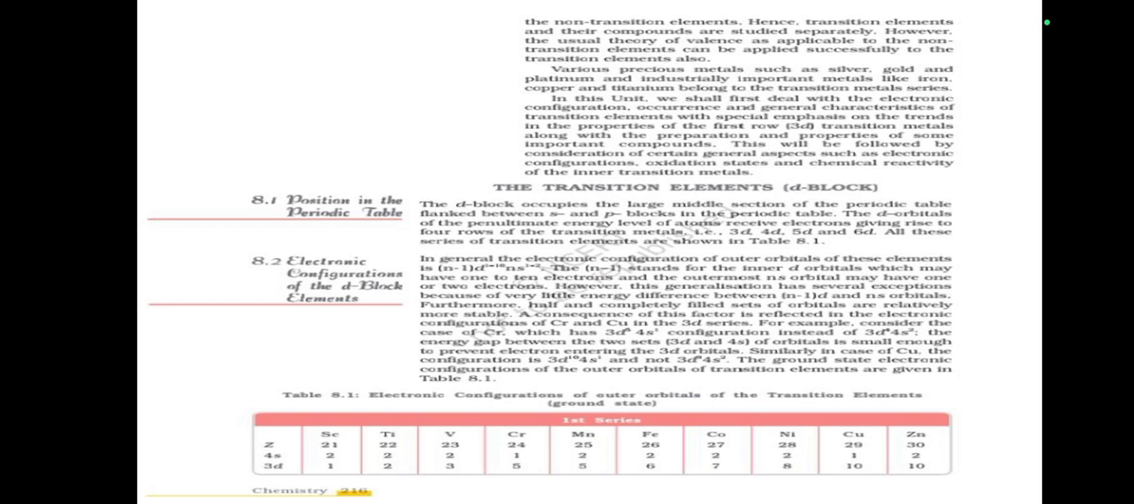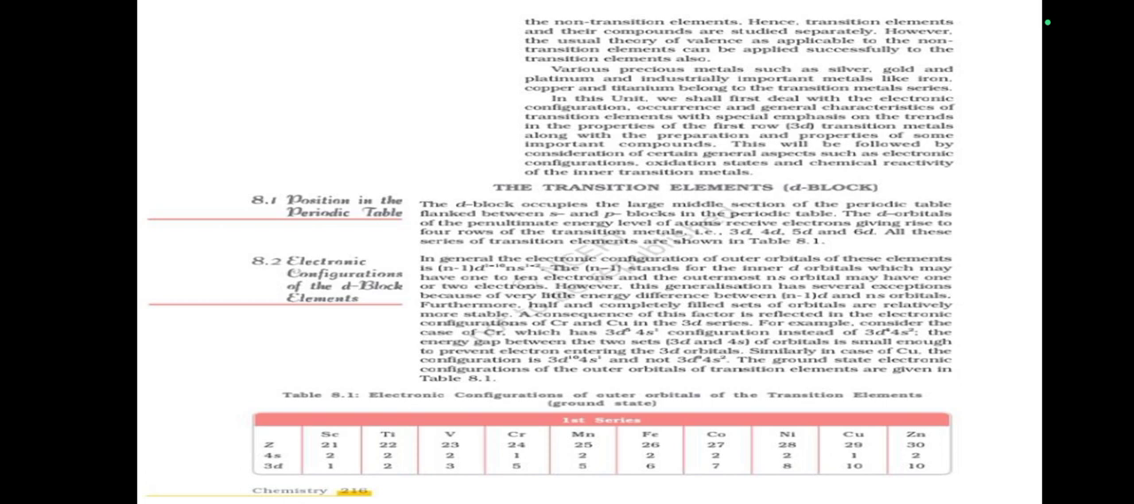The transition elements, d block. The d block occupies the large middle section of the periodic table, flanked between s and p block. In the periodic table, the d orbitals of the penultimate energy level of atoms receive electrons, giving rise to four rows of the transition metals, that is 3d, 4d, 5d, and 6d. All these series of transition elements are shown in table 8.1.